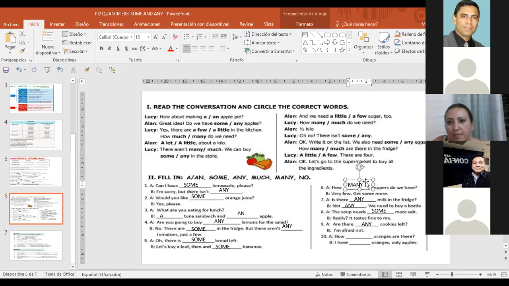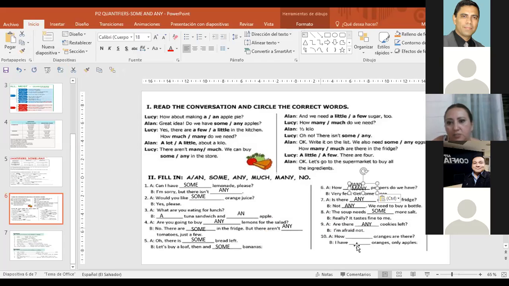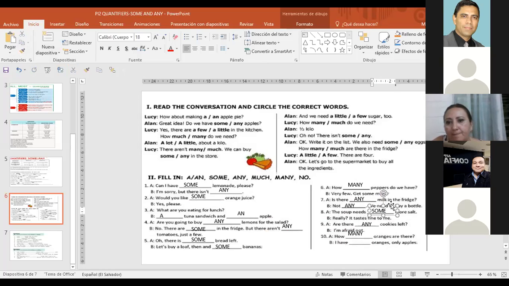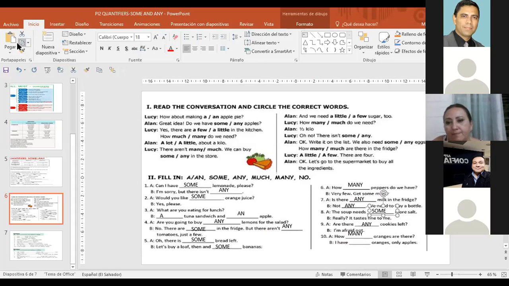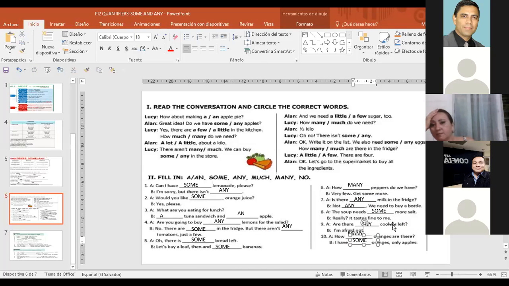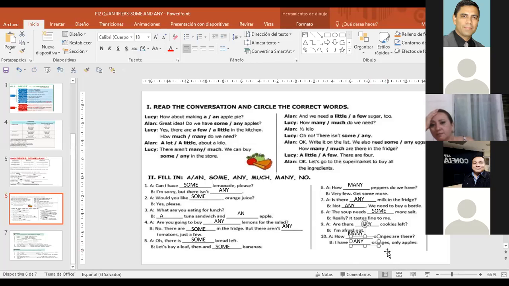How many oranges? Yes, because you can count them. I have some oranges. Ah, perdón, tiene razón, Katia. I don't have any oranges, only apples. Lo que nos cambia todo es ese only. No tengo ninguna naranja, solamente manzanas. Very good. Okay, congratulations. You did a great job.